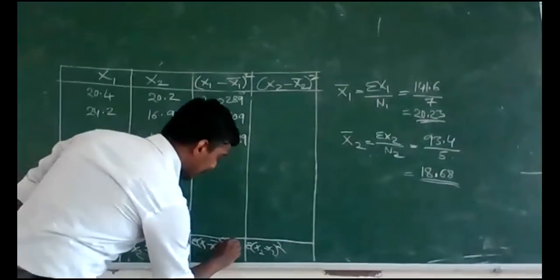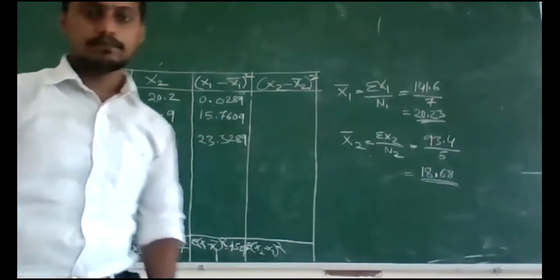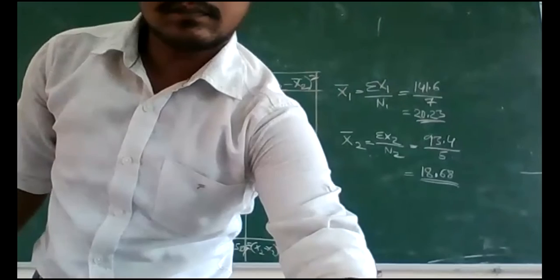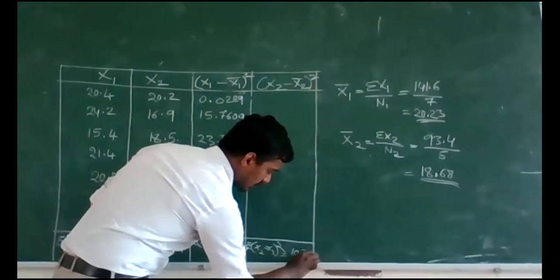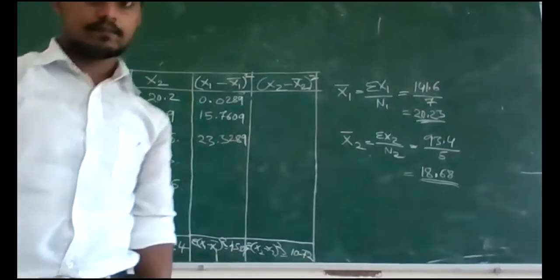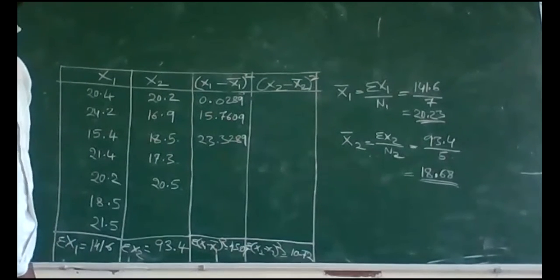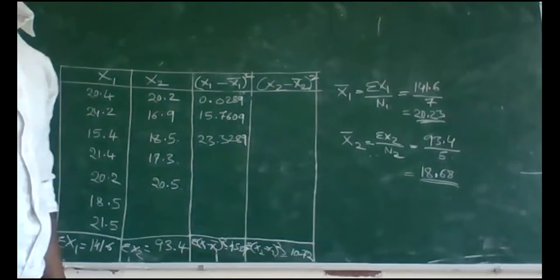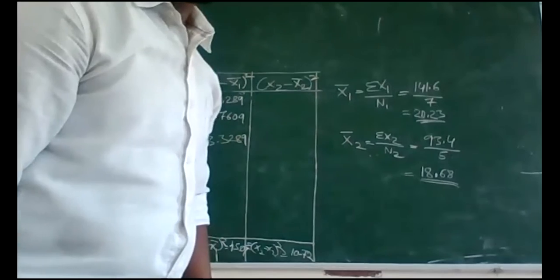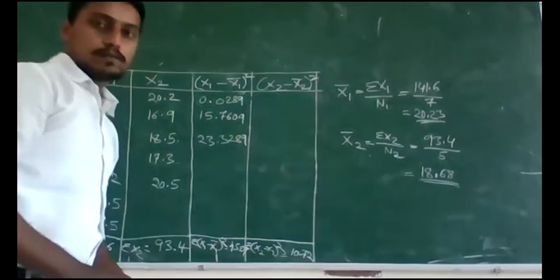45.09. First one, 45.09. Next one, 10.72. Correct? 45.09 for the first sample. Second one, 10.72. Right? Okay, I'll take those values.